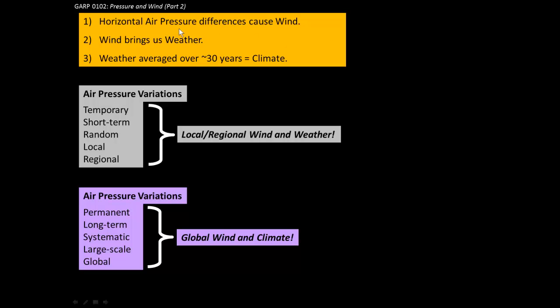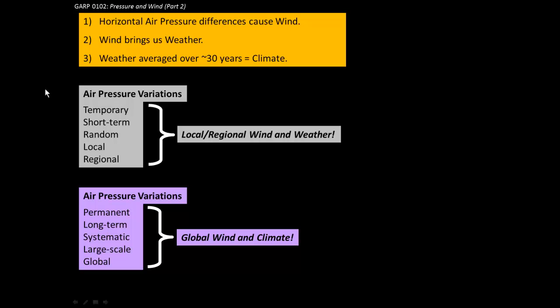Here's the basic sequence, right? Air pressure differences, horizontal air pressure differences, cause wind. Wind brings us weather, and if we take weather and average it over, say, 30 years, we can define climate.